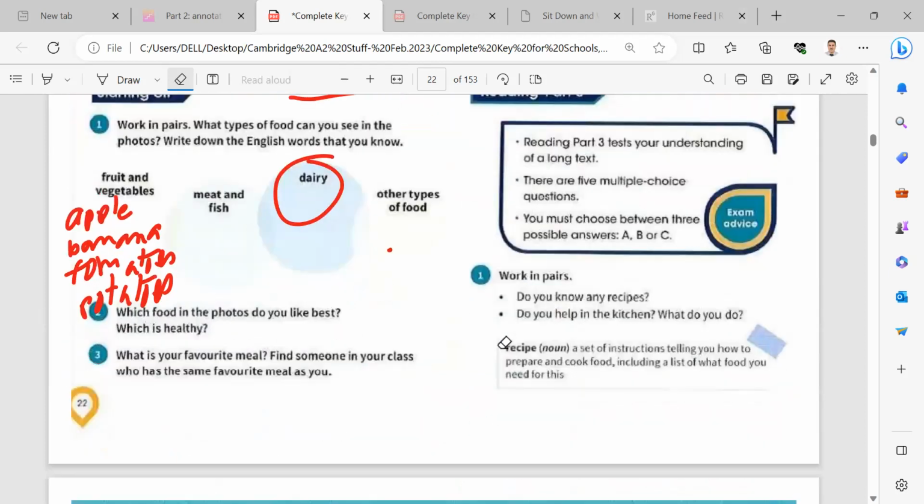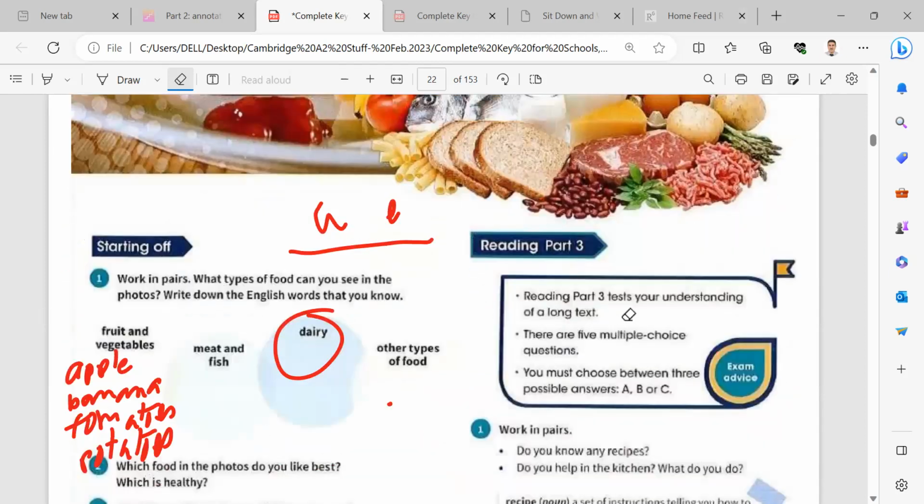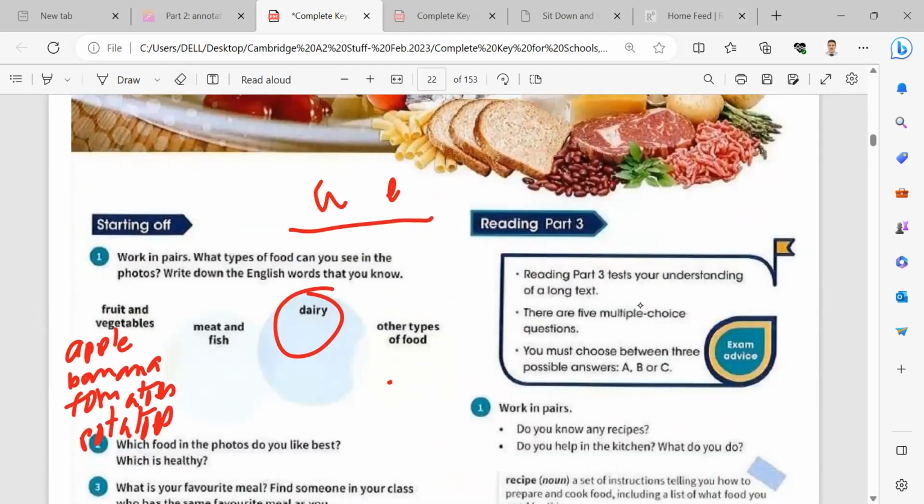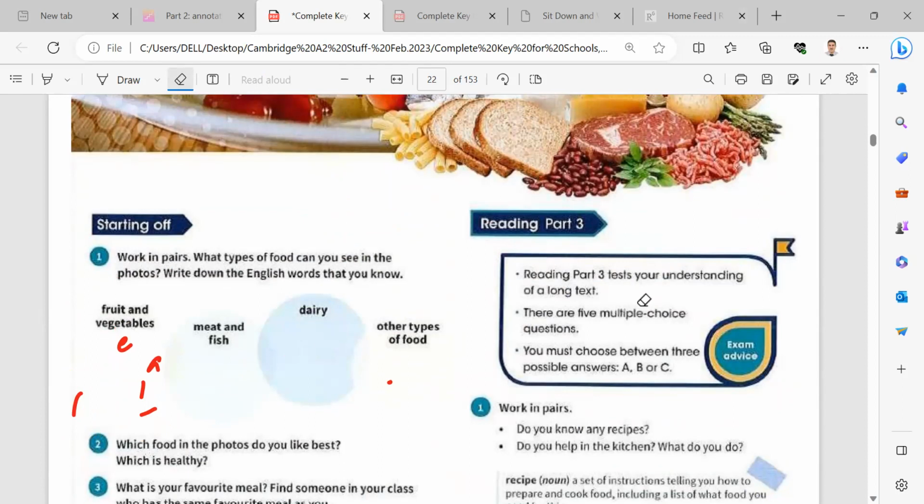So in this unit, Nawaf, we need to focus on our assessment. As we have seen in unit 2, we practiced how to answer reading part 2 and the listening part 1 and part 3. Now in this unit, we have a new assessment in reading part 3. So our reading assessment focuses on reading part 3.